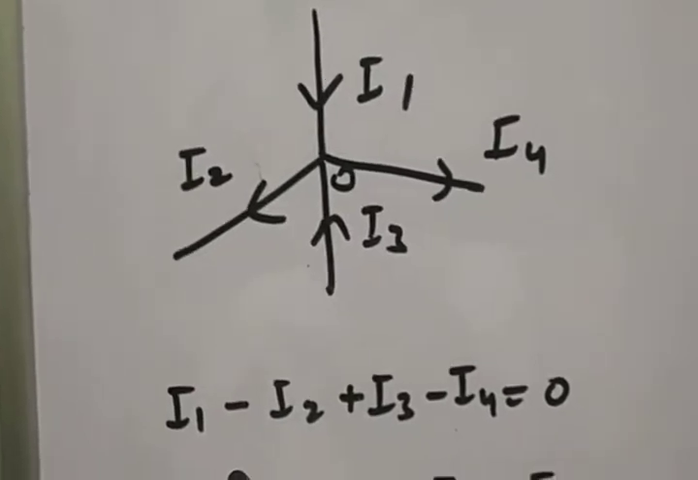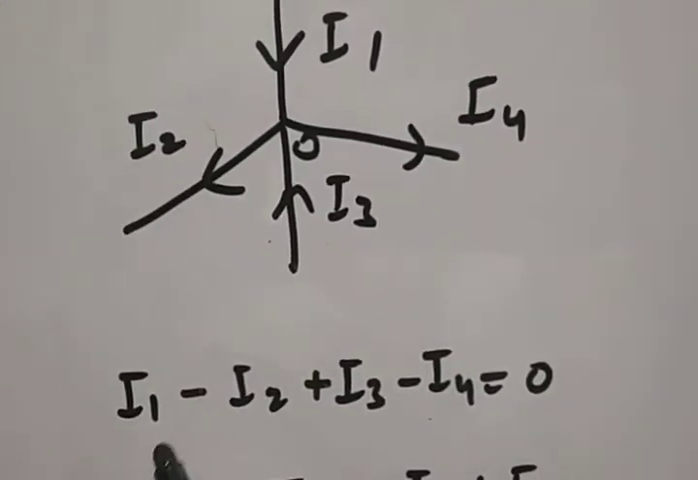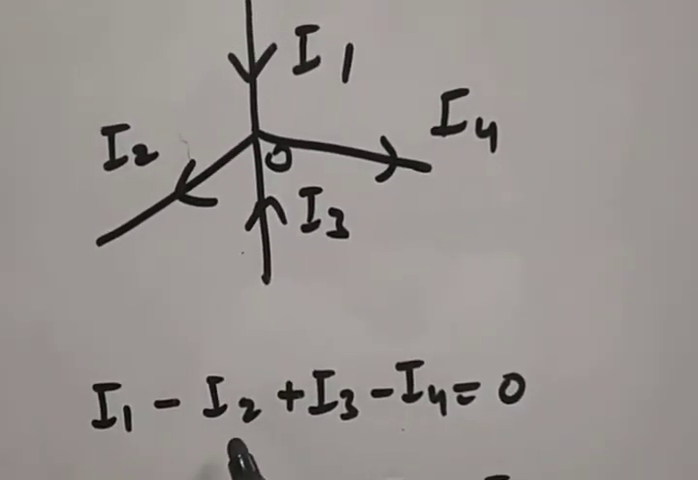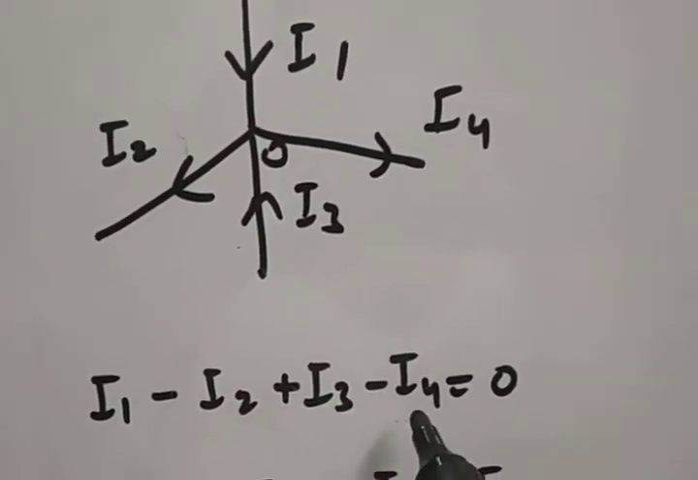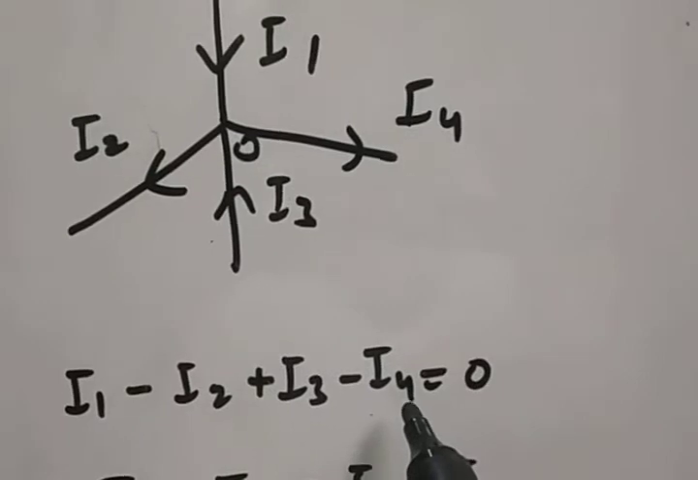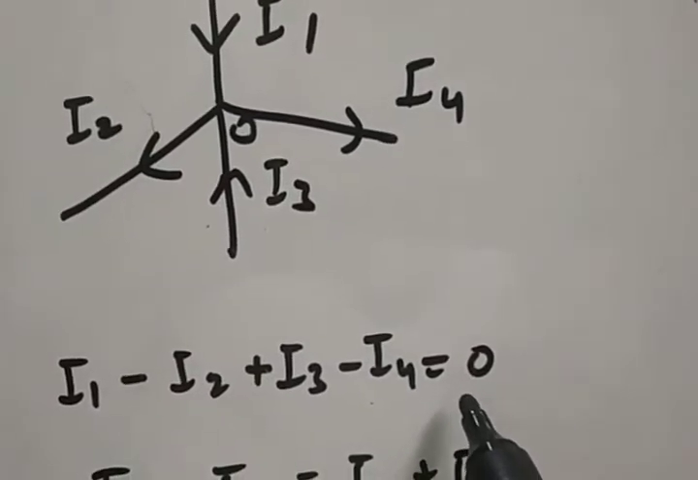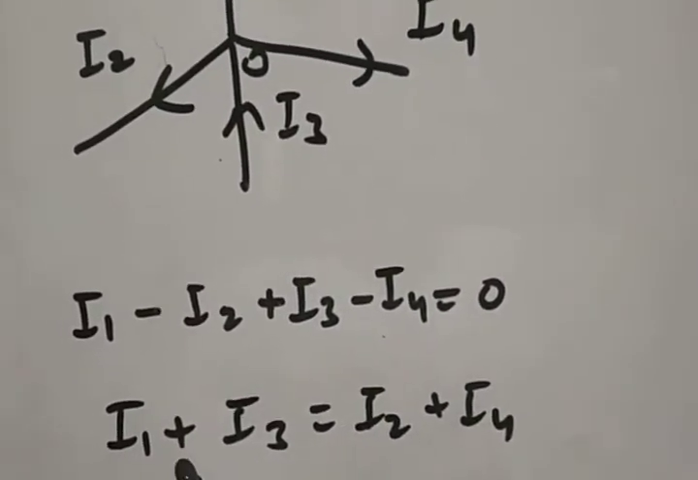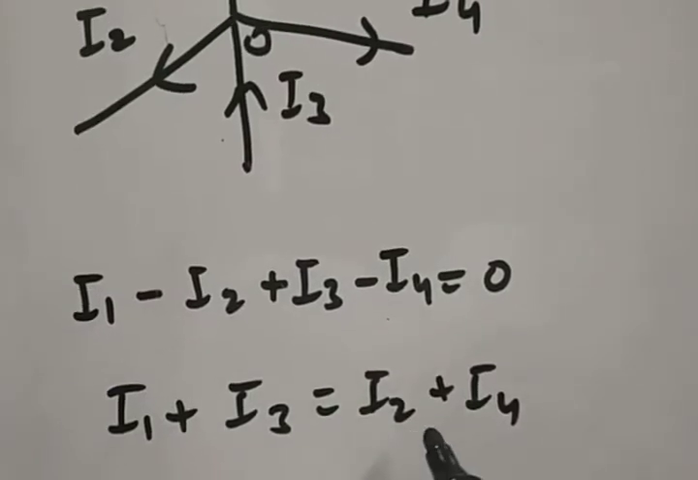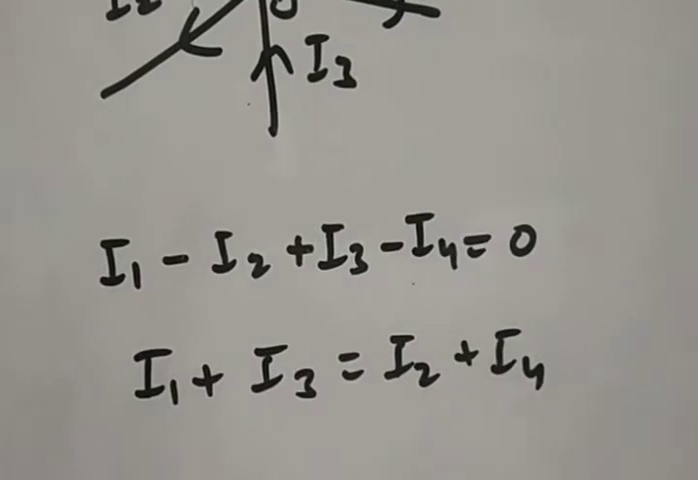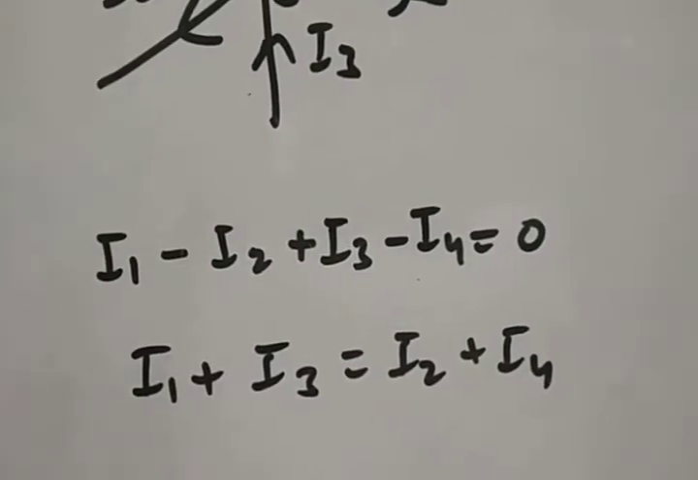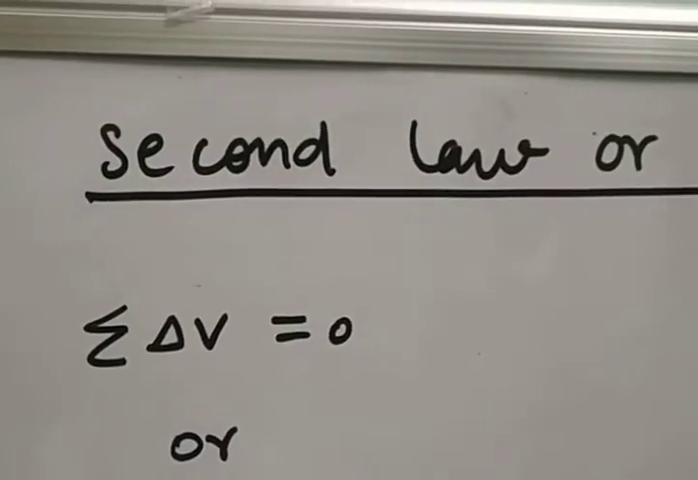So accordingly, I1 in this case is positive, then I2 is outgoing, so minus, then I3 toward the junction is positive, then I4 is an outgoing current, so it is negative. We can say I1 plus I3 is equal to I2 plus I4. It means the sum of incoming currents is equal to the sum of outgoing currents.